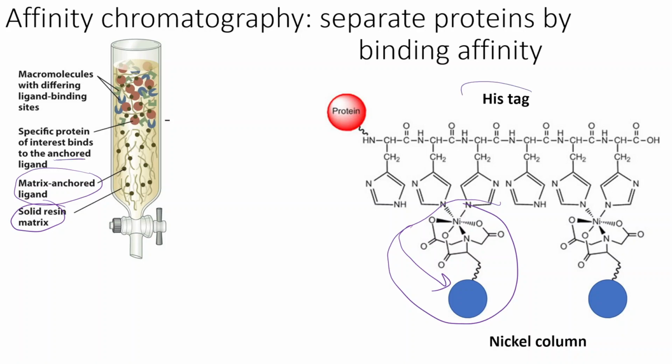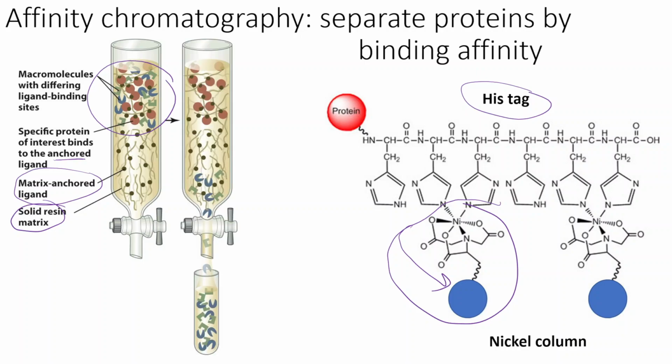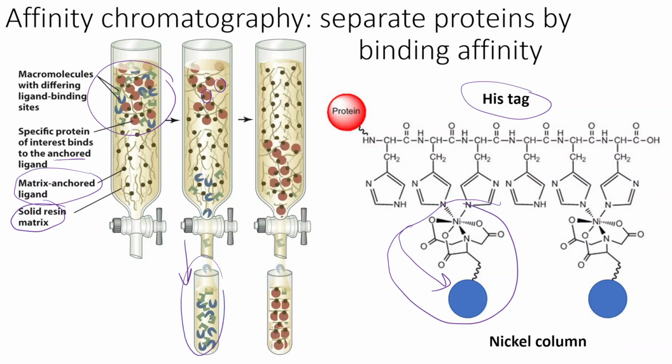In that case, it's our His tag on the protein that binds to the nickel ligand, and then there will be various ligand binding sites in your sample mixture. As you pass them through the column, your protein, which is shown in red here, is going to stick really strongly to the matrix anchored ligand. The other proteins will pass through, so you'll collect them in the earlier fractions. Then as you keep collecting and you add an eluent, you will collect your protein of interest once you push it off the column.